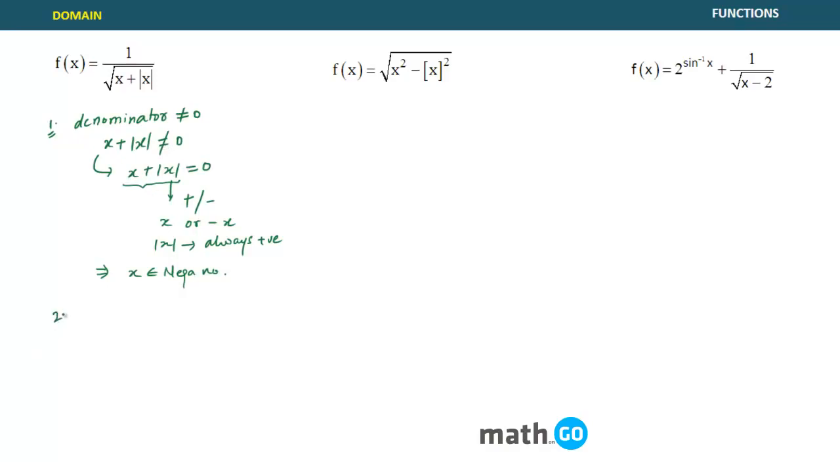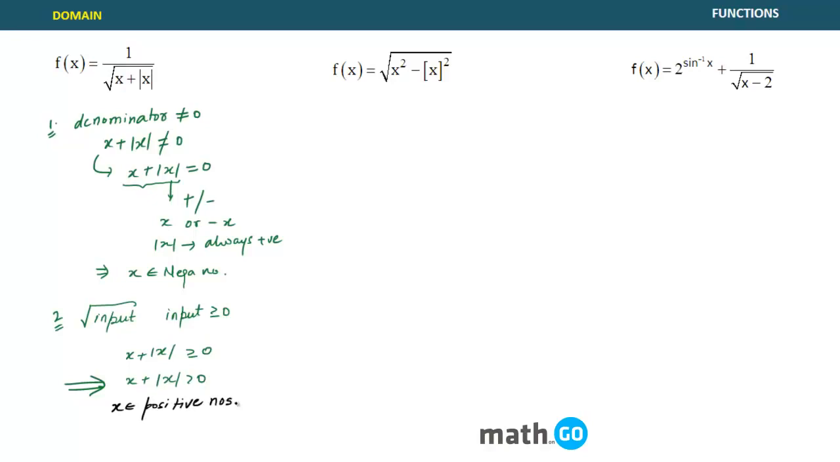Then the other condition that you people have is under root. Under root says that everything inside it should be greater than or equal to 0. So the input x plus modulus x should be greater than or equal to 0, but if you club this with the denominator not being 0, it becomes x plus mod x should be greater than 0. This is the biggest condition that we can apply in this question. Can you tell me what will be the answer? Yes, very simple. x should belong to positive numbers, then only this will be positive.